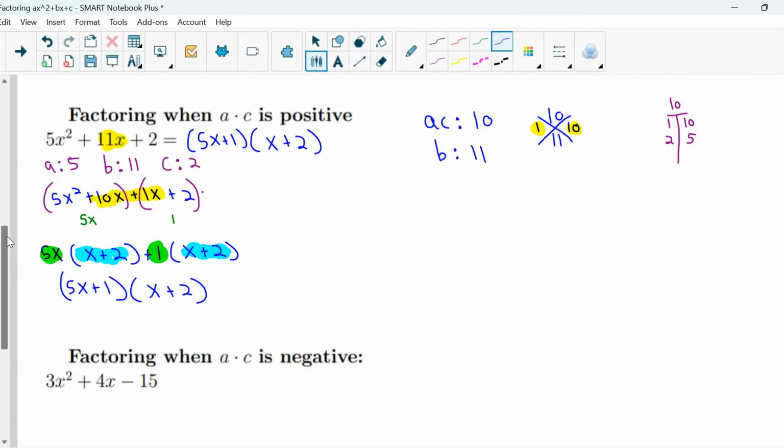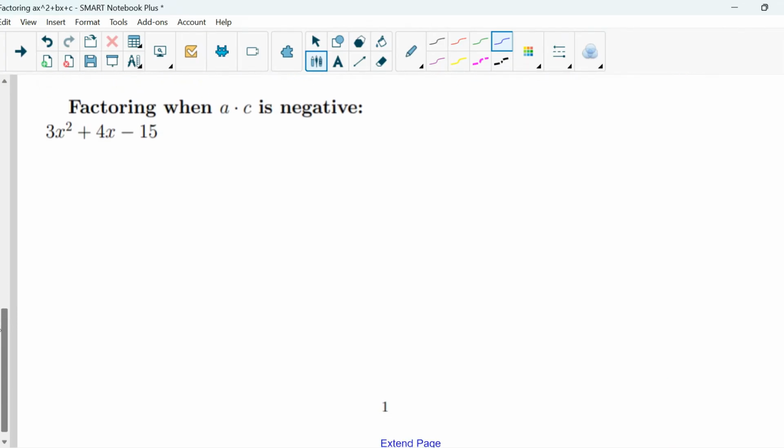So the next method that I'm going to teach you guys is the hole-in method. For the hole-in method, you're still going to take a times c. Okay, a times c. So we've got 3 times negative 15, which is just negative 45. And what we're going to do with that AC value is sub it in for our c value, and we are going to drop our leading coefficient of 3.